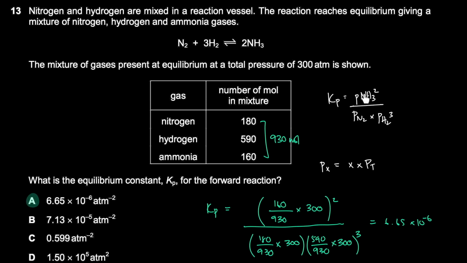For the units, you can just do pressure squared. The units are pressure squared in the numerator divided by pressure to the power of 4. So that would be 1 over pressure squared. In this case, the pressure is given in atmospheres. So that's pressure to the power of minus 2, which is atm to the power of minus 2. The units are atm to the power of minus 2.